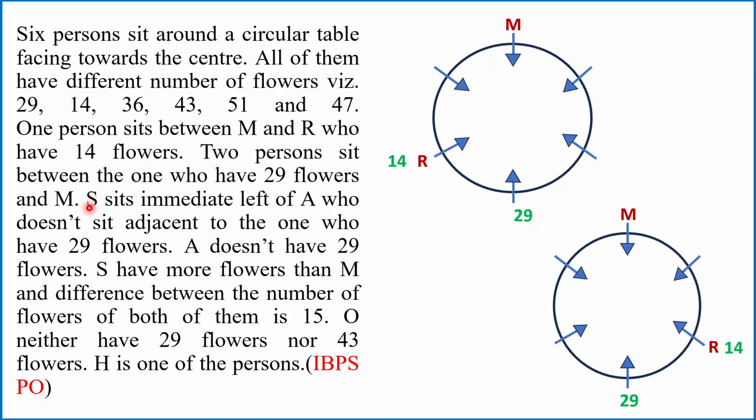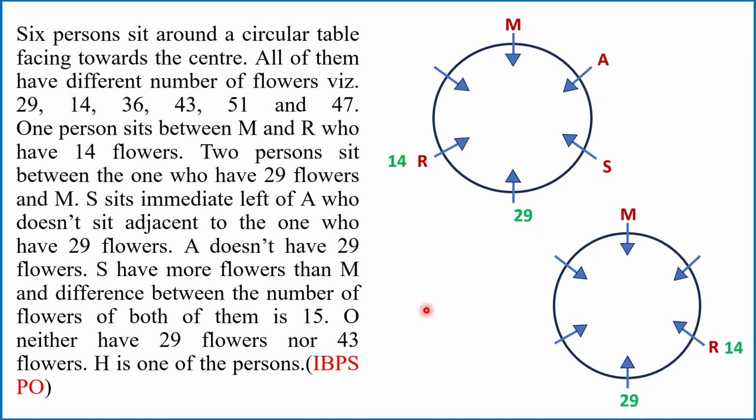Let's see what is given next. S sits immediate left of A, who doesn't sit adjacent to the one who has 29 flowers. So in case number 1, A will not come here at this position because A is not sitting adjacent to the one who is having 29 flowers. So A will be placed here at this position. Now since S is to the immediate left of A, S will be placed here at this position in case number 1. Now in case number 2, A will not come here at this position. So either A will come here or A will have 29 flowers.